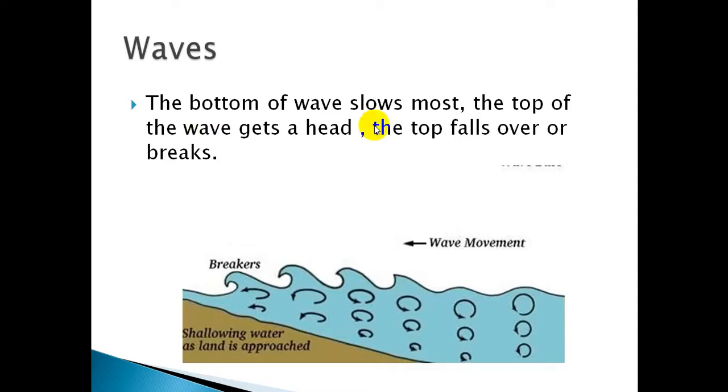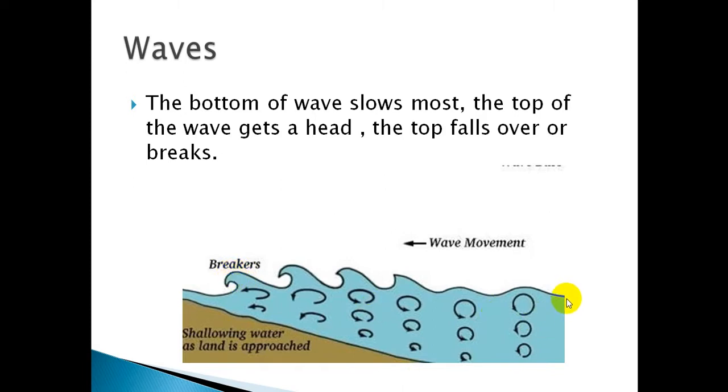The bottom of the waves is lowest, the top of the waves gets ahead, the top falls over and breaks. As the water moves to the beach or to the shore, the part that is near the floor of the water slows down because it hits the land. So this part of the water slows down while the upper part keeps moving forward. And when they reach the beach or the shore, what happens? This part will grow ahead and will fall apart and break and make this big wave.